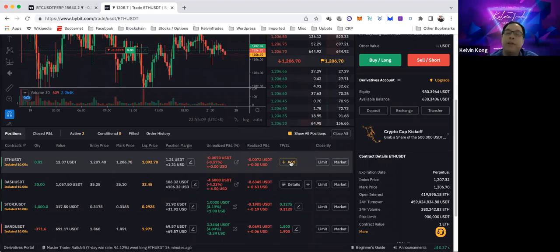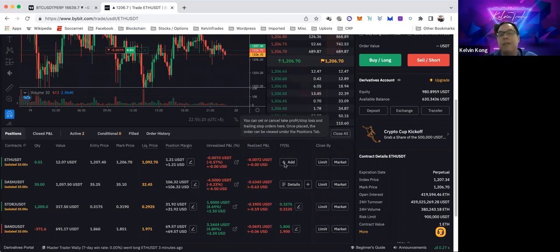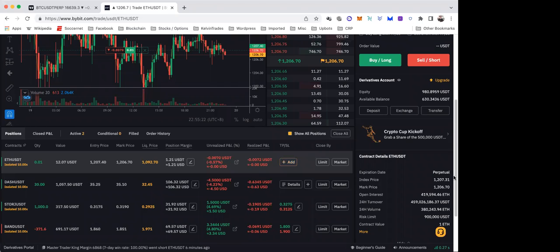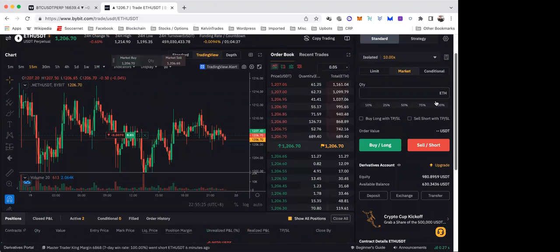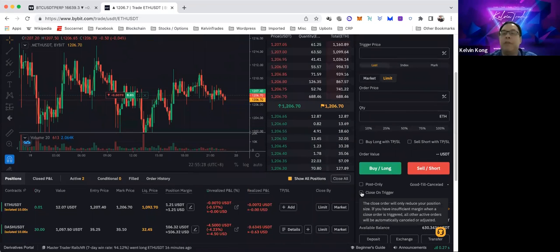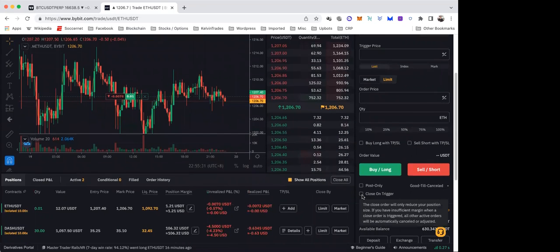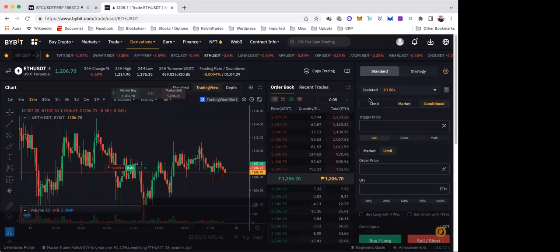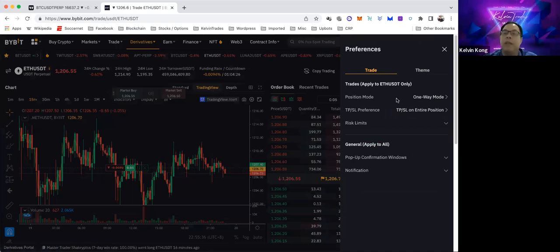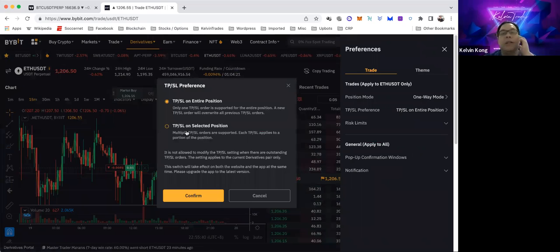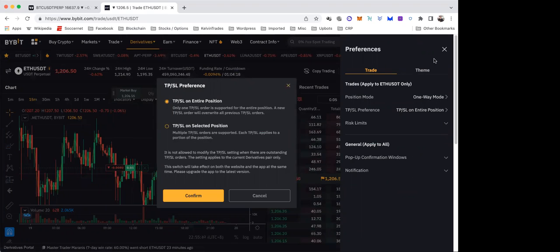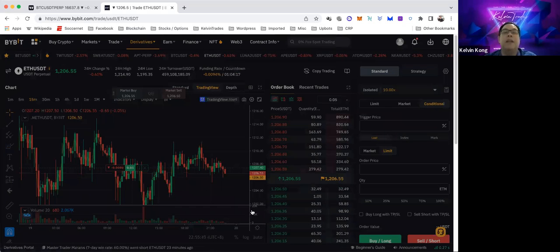You all need to go and decide whether you want to use limit order or market order. I use limit order, so I use conditional order. For market order, you use this column here, the add thing. When you use conditional order, remember to click close on trigger. Repeat again: for your preferences, make sure it is one-way mode and TPSL on selected positions. Yeah, select the position, correct. So all done, and isolated, all done.